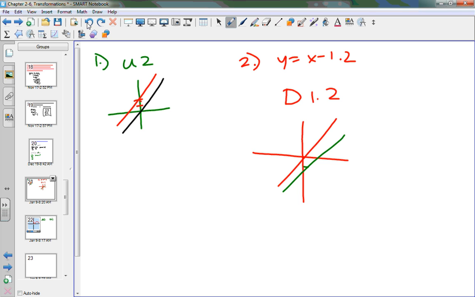Number 3, it says make a table of values for f of x after the given translation. So what's that going to be? What are you going to do to every one of the f of x values? Subtract 2. So negative 7 minus 2 is negative 9. Negative 5 minus 2 is negative 7. Negative 2 minus 2 is negative 4. 0 minus 2 is negative 2. 1 minus 2 is negative 1.